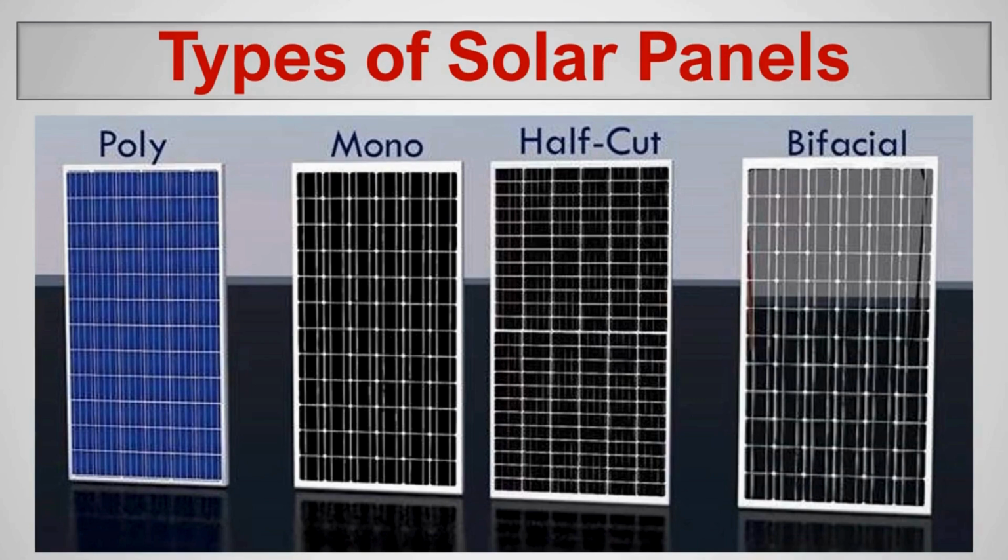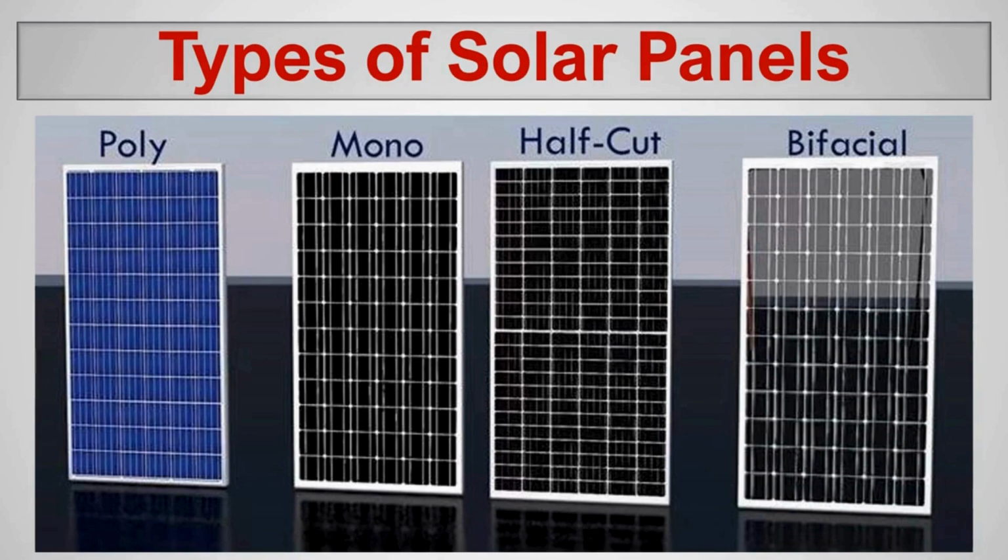If you look at this picture, we usually use polysilicon type, monosilicon type, half-cut solar panels and bifacial solar panels. Half-cut and bifacial are new additions to the solar industry. So let's look at them one by one.